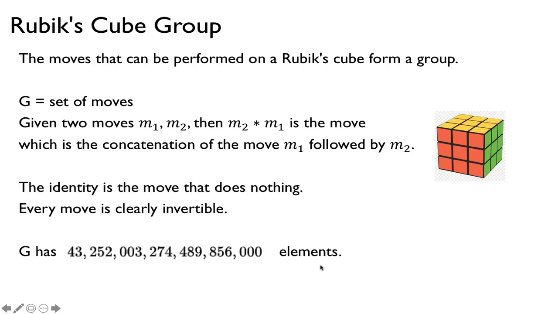And so this group is huge, has a lot of elements. It has this many elements, it turns out. So for example, if for every different unique position of the Rubik's Cube, you had its own Rubik's Cube, and you placed them on the Earth, then this number of Rubik's Cubes placed on the Earth would cover the entire Earth 300 times. So this group is huge.